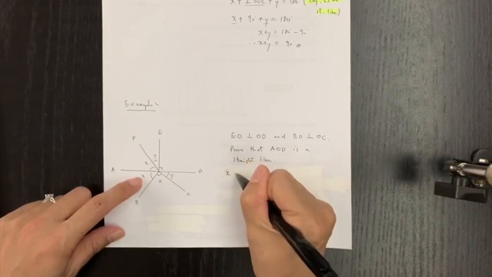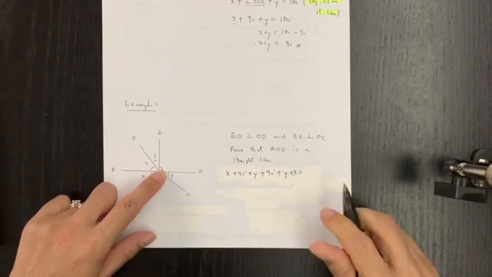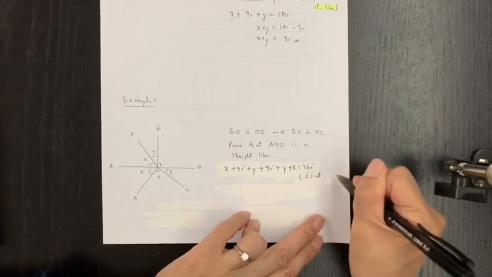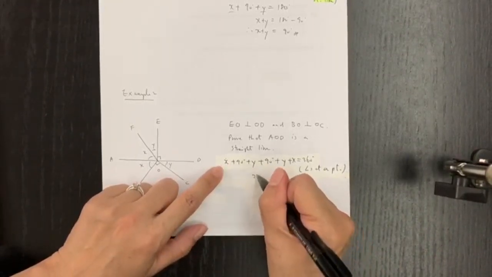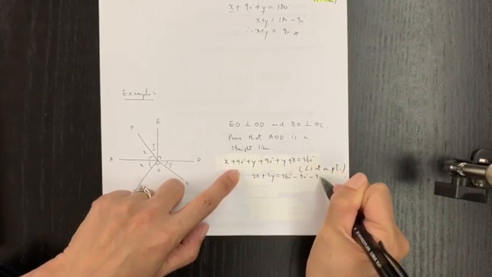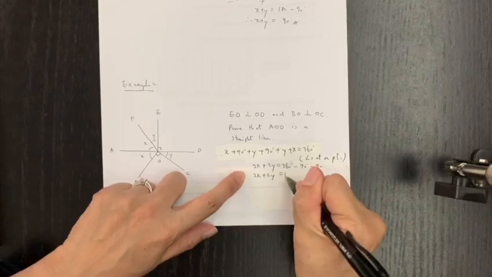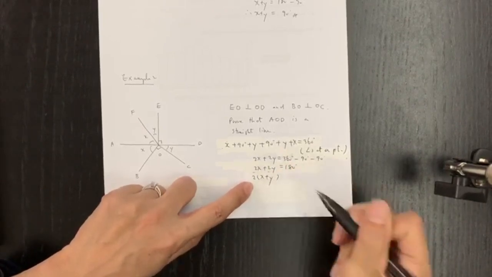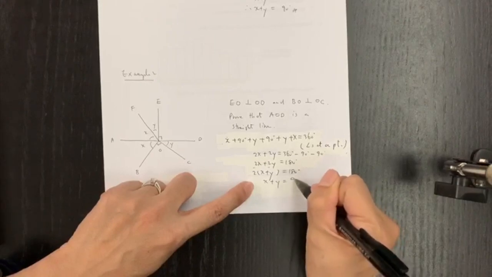If I start from here, this is x plus 90 plus y plus 90 plus y plus x is equal to 360. Okay, so the reference is angles at a point, right? Next, let's simplify. x and x, so I have 2x plus 2y equals 360 minus 90 minus 90. So next I have 2x plus 2y, which is equal to 360 minus this, which is 180. Okay, 2 is the common factor, so I have 2 times (x plus y) inside the brackets, which is equal to 180. So therefore, what is x plus y? That will be equal to 90.